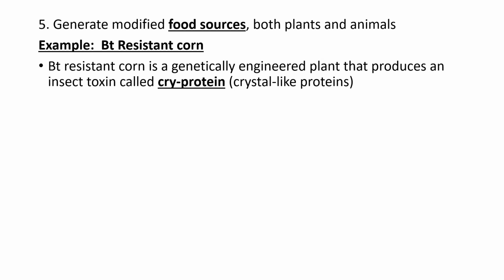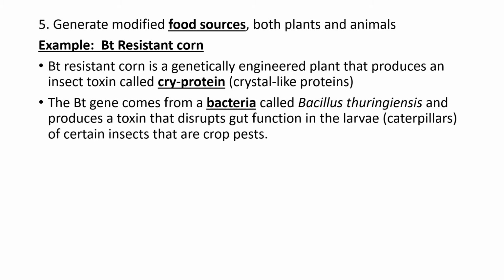The last common use of GMOs is to generate modified food sources, both plant and animal. One of the examples of this is Bt-resistant corn. Bt-resistant corn is a genetically engineered plant that produces an insect toxin called Cry protein, which is short for crystal-like protein. The Bt gene comes from a bacteria called Bacillus thuringiensis, and it produces a toxin that disrupts the gut function in the larvae or caterpillars of insects that are considered to be crop pests.